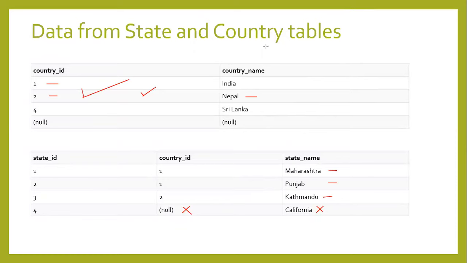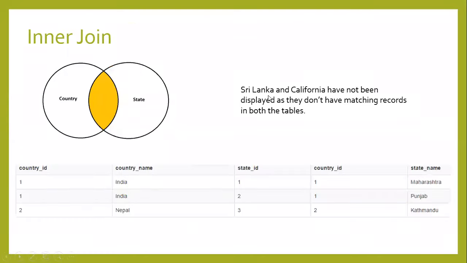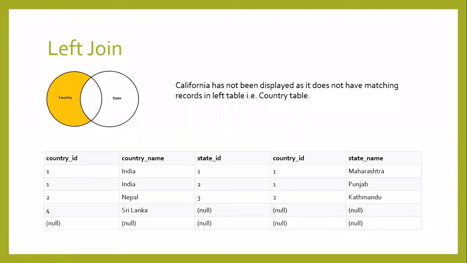So let's see what output we get. Let me just rub off all of this from the screen. Just give me a second here. So we will not get California, but we should get pretty much everything else when we do the left join. There we go. As you can see, it gives you Maharashtra, Punjab, Kathmandu. It also gives you Sri Lanka from the table on the right hand side, the state table, but it does not give you California.